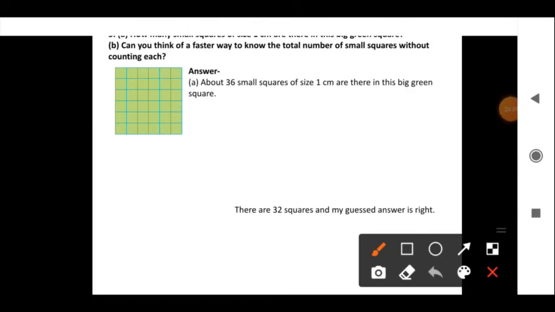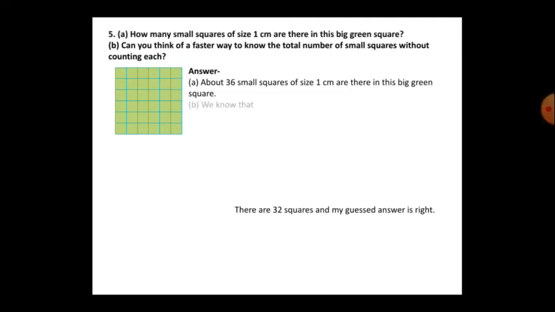You have to count the number of squares inside this green square. 1 2 3 4 5 6 7 8 9 10 11 12 13 14 15 16 17 18 19 20 21 22 23 24 25 26 27 28 29 30 31 32 33 34 35 36. There are 36 small squares of size 1 centimeter in the big green square. Inside that big square, 36 small squares are there. We know that 6 small squares are present at the side of the big square.